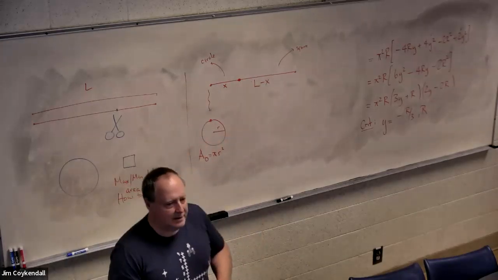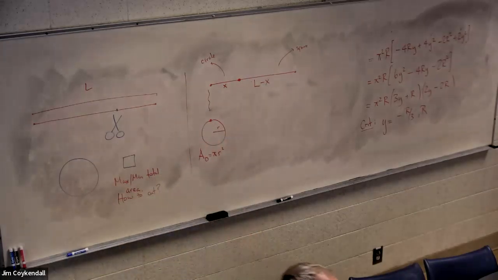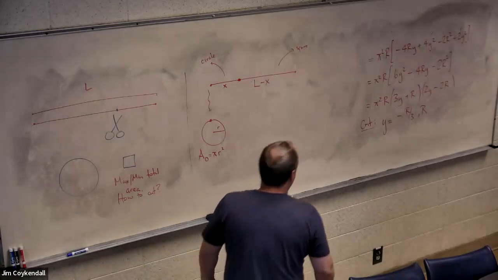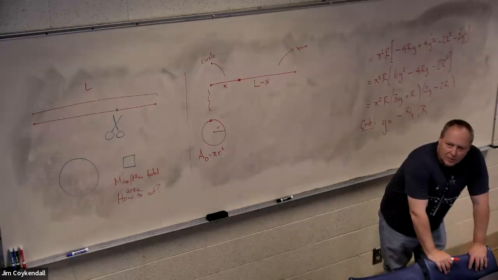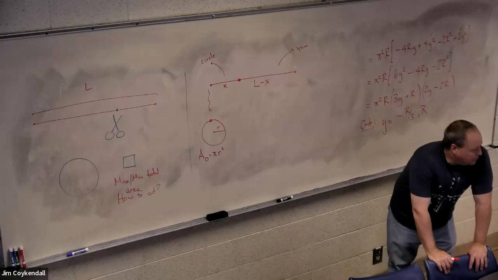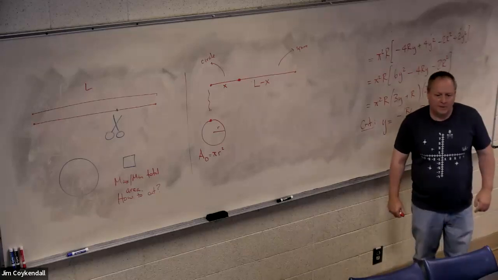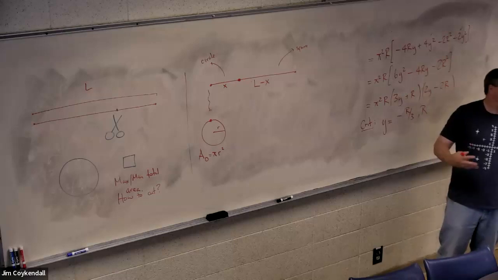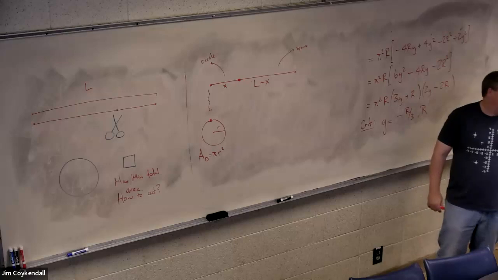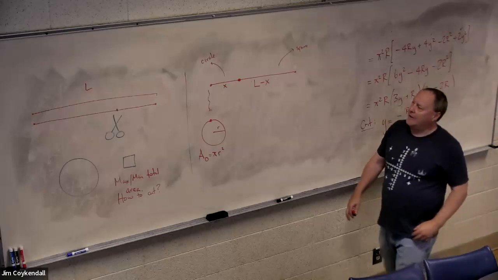Why is that not exactly what I want at this point? There's nothing wrong with my formula, but why is my formula not completely useful at this point? I need this formula in terms of X. That's the variable I'm talking about. But what have I got? R. How in the world am I going to get X out of this?